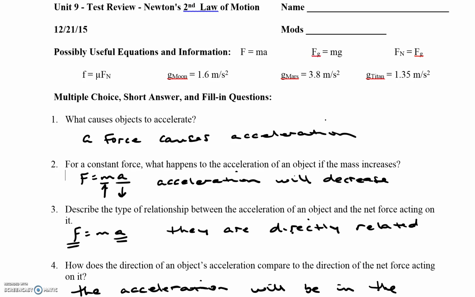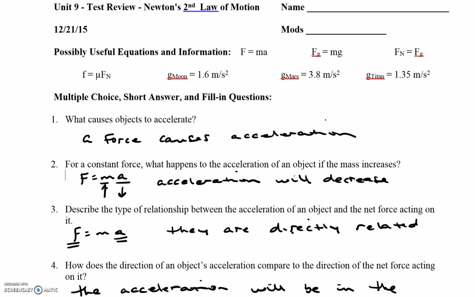So the acceleration due to gravity on the moon is 1.6 meters per second squared. The acceleration due to gravity on Mars is 3.8 meters per second squared. And the acceleration due to gravity on Titan is 1.35 meters per second squared. You will see all of that on your test tomorrow. Now let's look at the questions.